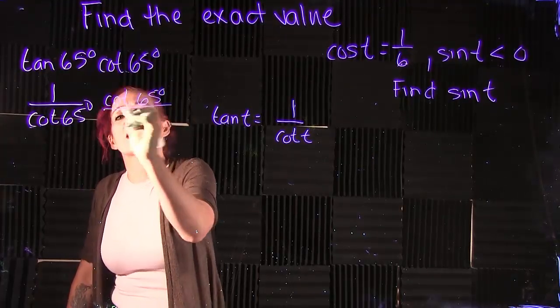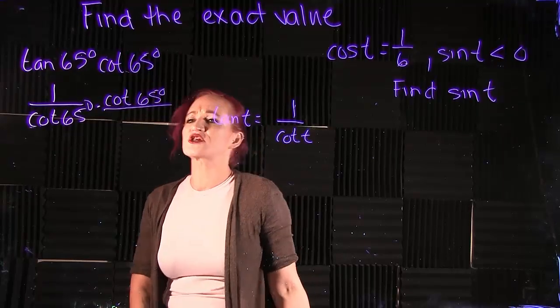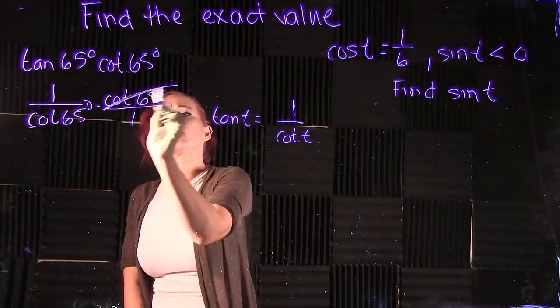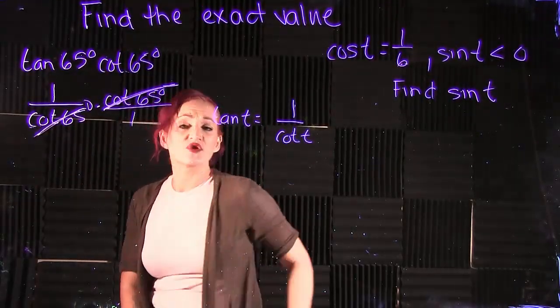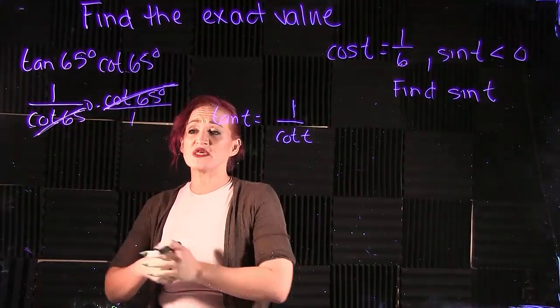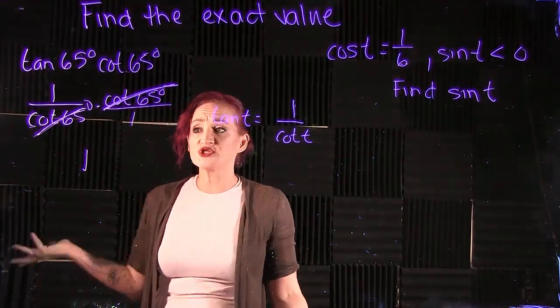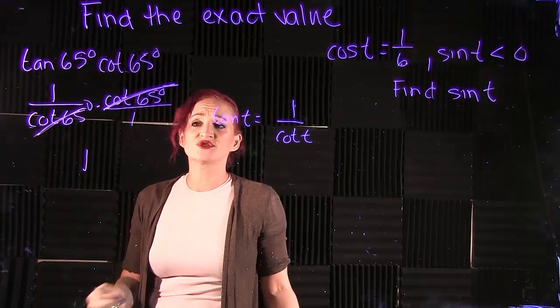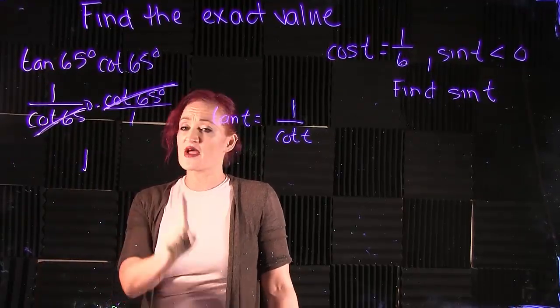that we had here. Well, rules of fractions, if you have the same thing in your numerator that you have here, that you have in your denominator, those are going to cancel with each other, which means this is really just a 1. 1 over cotangent times cotangent simplifies merely to a 1.